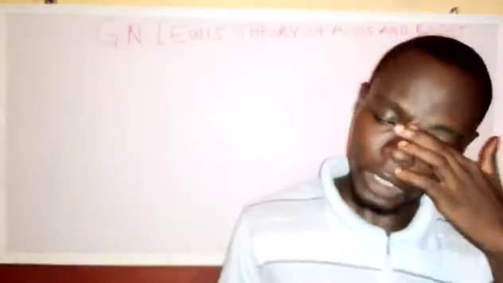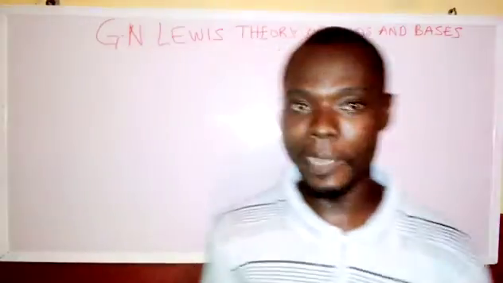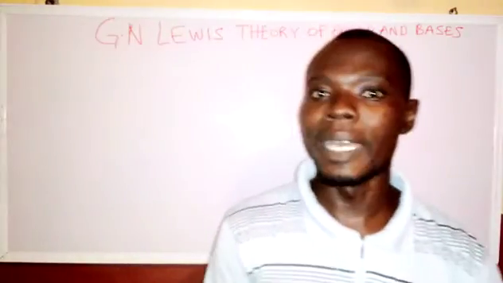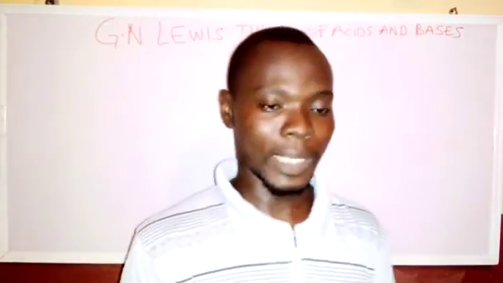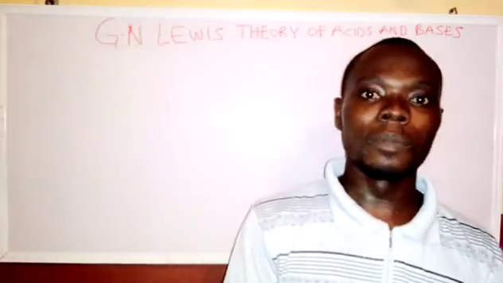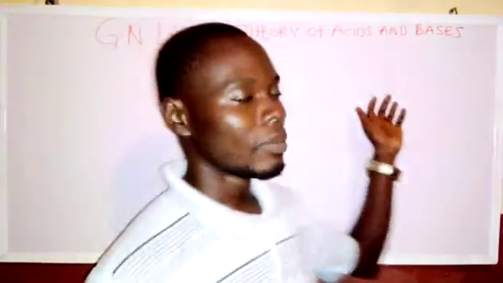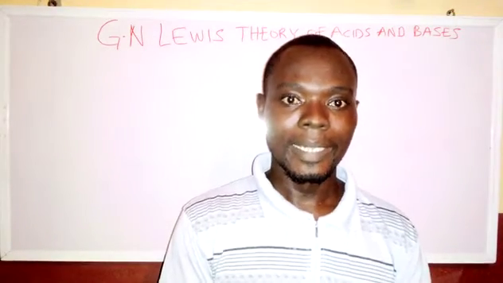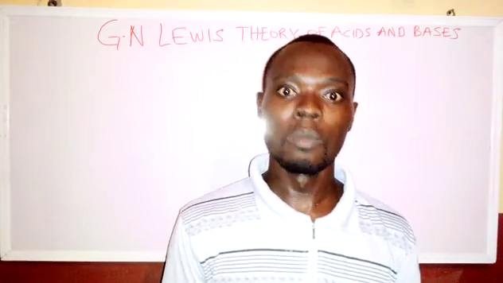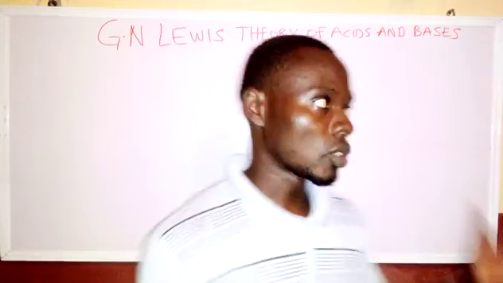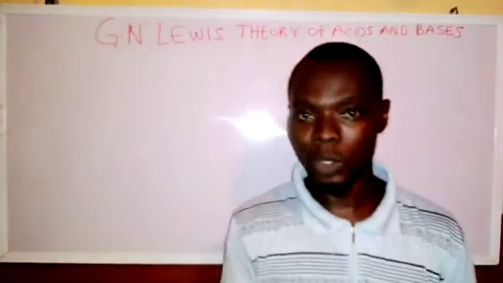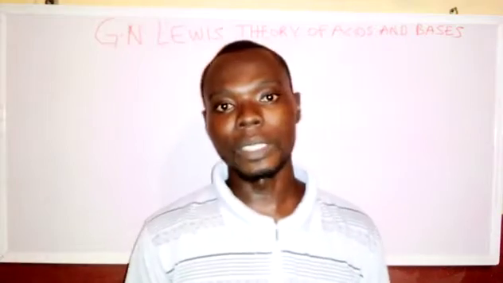Now, in his own definition, according to Bronsted-Lowry that we studied in the earlier video, Bronsted-Lowry described an acid as a proton donor and a base as a proton acceptor. But there are some substances, some compounds that do not donate protons but still act as acids and bases. So that was what made G.N. Lewis propose his own theory of acids and bases.